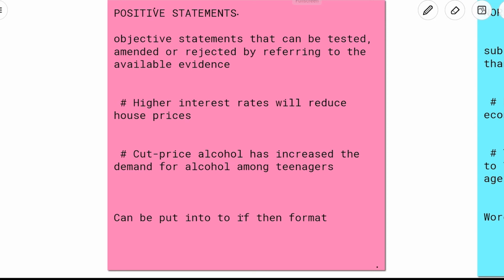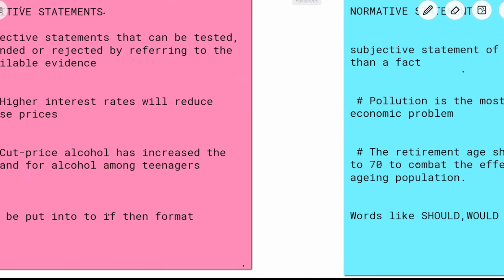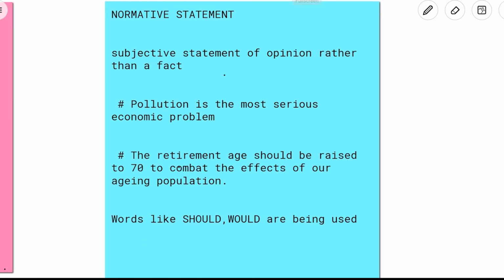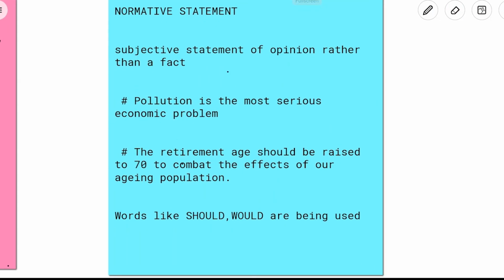Let's move to the normative statements. When there is any subjective statement of opinion rather than a fact, that's known as a normative statement. Normative statements usually use terms like would and should.